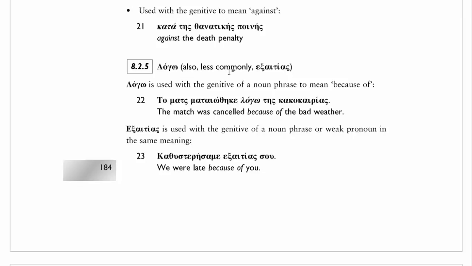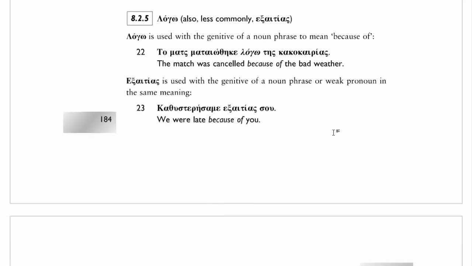Λόγω. Also, less commonly, εξαιτίας. Λόγω is used with the genitive of a noun phrase to mean because of. Το ματς ματαιώθηκε λόγω της κακοκαιρίας. The match was cancelled because of the bad weather. Εξαιτίας is used with the genitive of a noun phrase or weak pronoun in the same meaning. Καθυστερήσαμε εξαιτίας σου. We were late because of you.